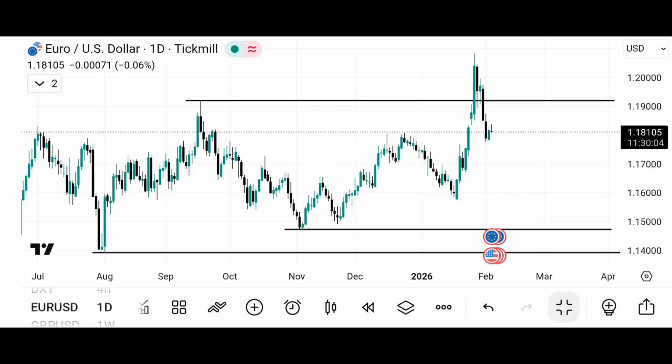And today's backtest is going to be on Euro USD. For the first time, our backtest will be on Euro USD on the 3rd of February. Now, quickly let's do a daily analysis on Euro USD.